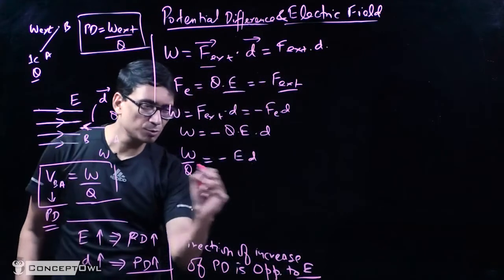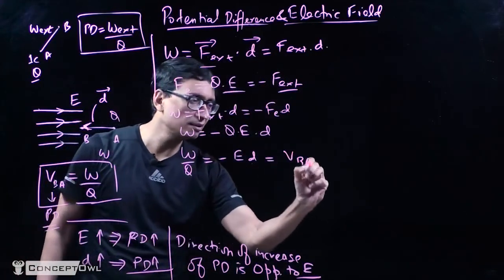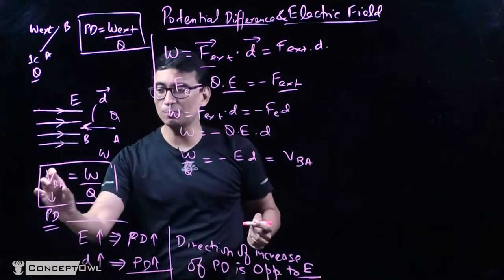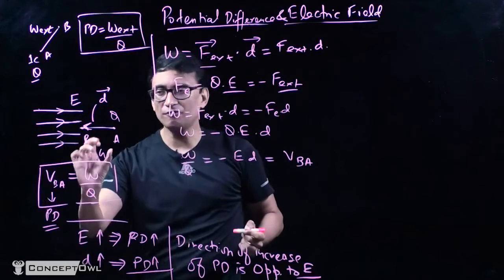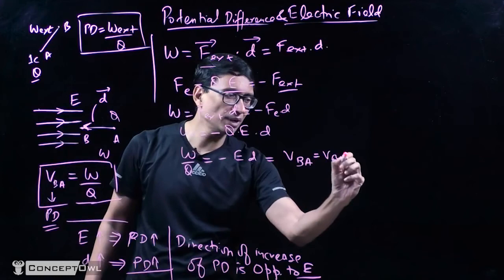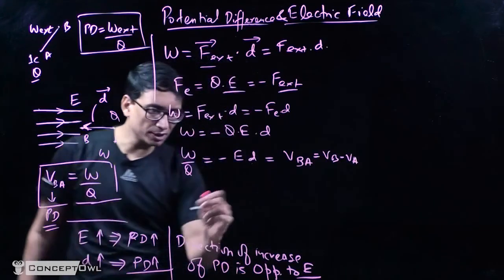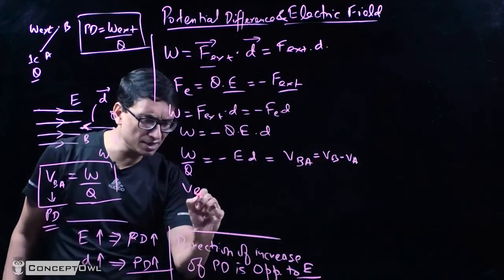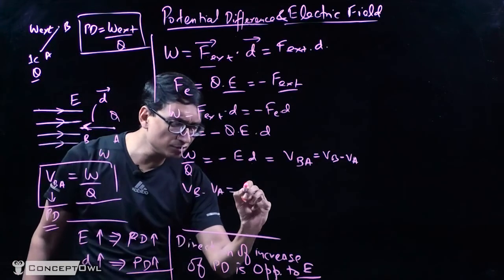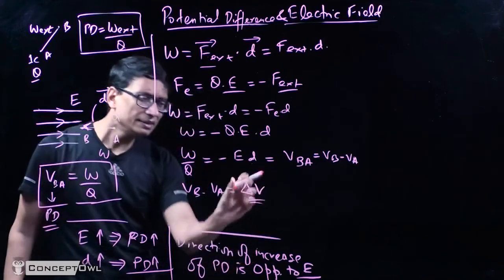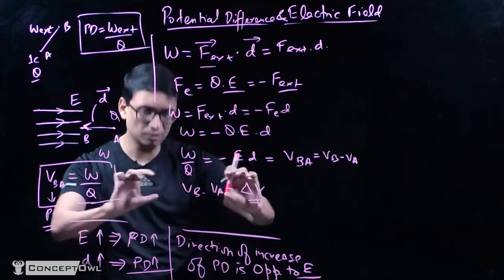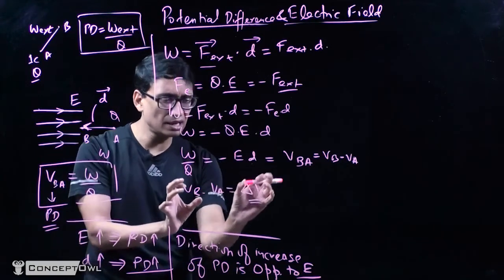So this is equal to VBA, and what is VBA? VBA is nothing but VB minus VA, because this is the potential difference. Potential difference is the final potential minus the initial potential. So this is equal to VB minus VA. Now I can call this change in V. I'll give it a symbol, delta V. Delta V is not a new thing. Instead of writing this in long form, I'm just going to call this delta V, which is change in V.